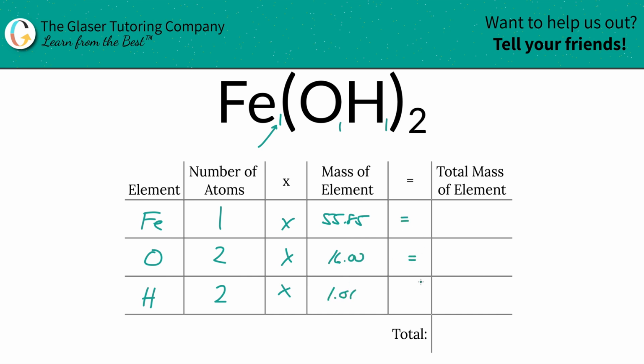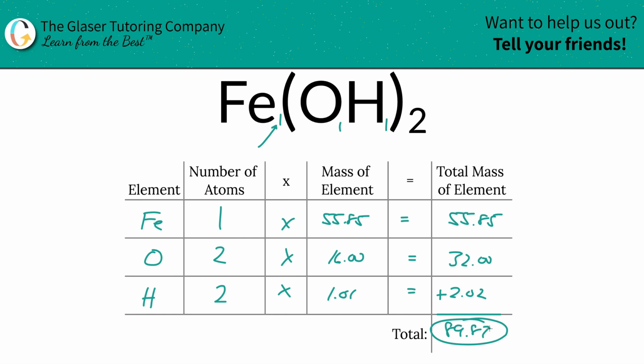To find then the total mass of each particular element in the compound, all we simply have to do is multiply this row on across. So the total mass of iron is going to be 55.85. Total mass of oxygen here is going to be 32. And then hydrogen is going to be 2.02. All right. And then to find the total mass of the compound, just simply add this column on up. How easy peasy is that, right? So it's going to be 89.87. And that was the first step of the process, right? To find that total mass.